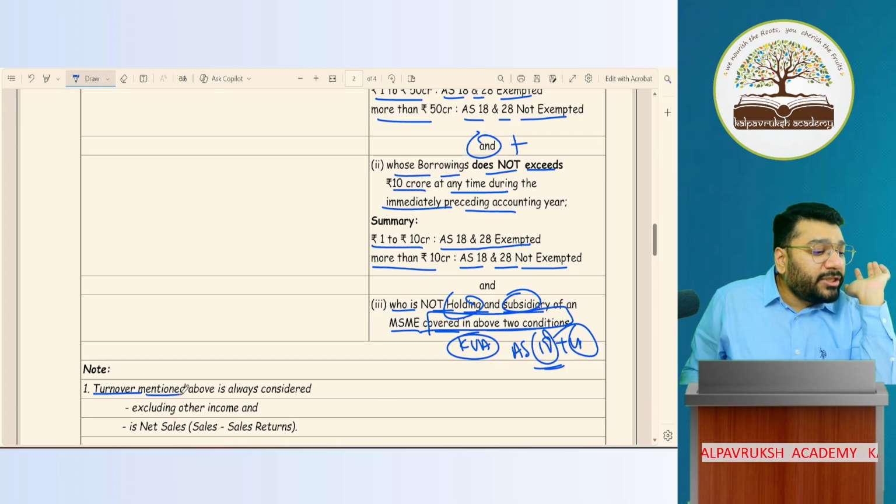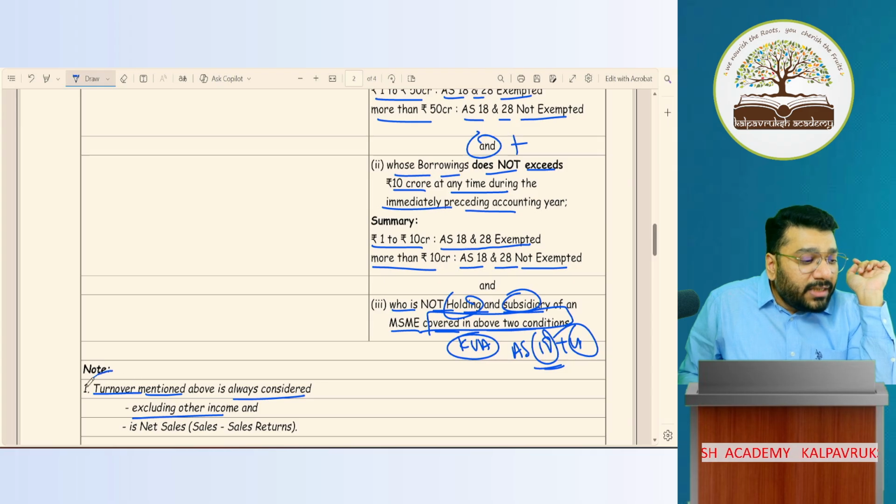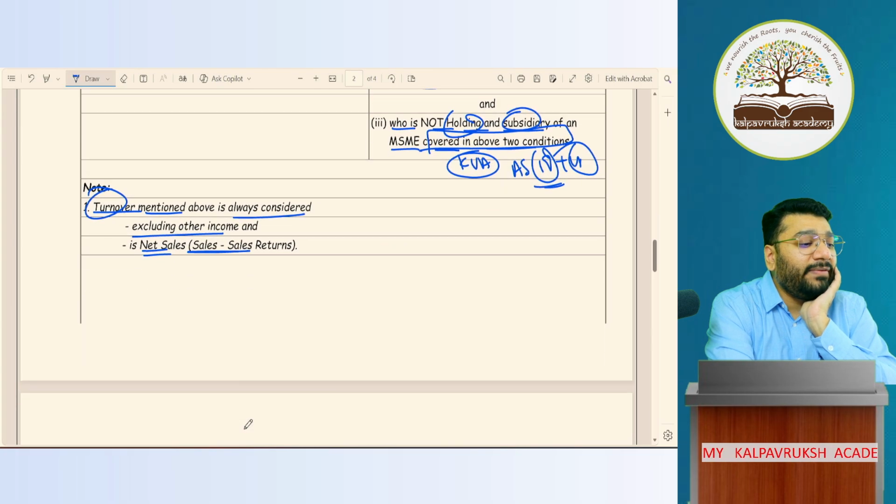No. Turnover mentioned is always considered excluding other income. And whenever you consider turnover, it should be net sales: sales minus sales return. If this is clear, can we do some sums?